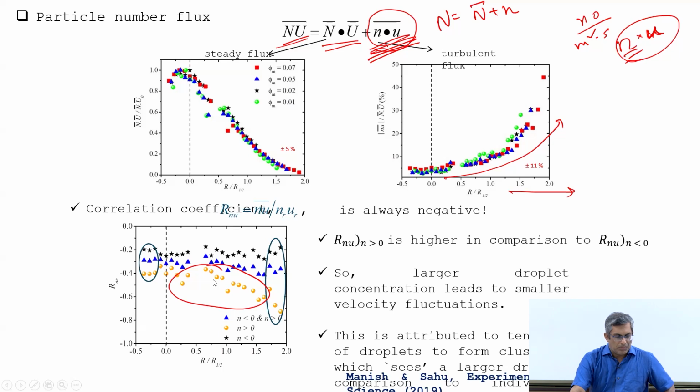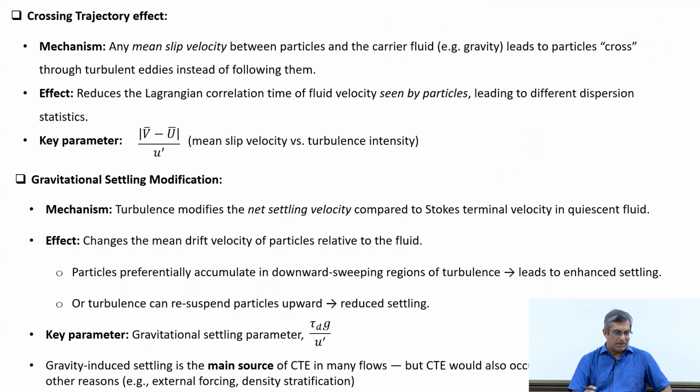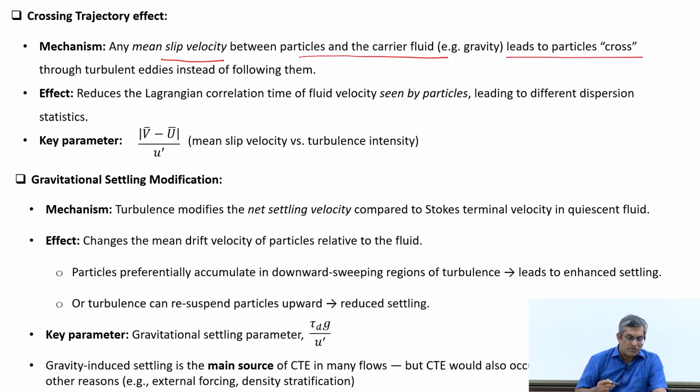Okay, so this is about clustering of particles or preferential concentration effect. There are many other effects that we also see due to the influence of turbulence on the particle. One such effect is the crossing trajectory effect. The crossing trajectory effect basically refers to the case when we have mean slip velocity between particles and the carrier fluid, for example due to gravity or the gravitational influence, which leads to particles crossing through turbulent eddies instead of following them.